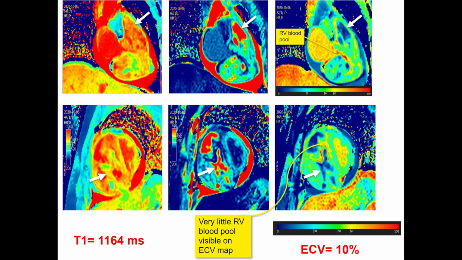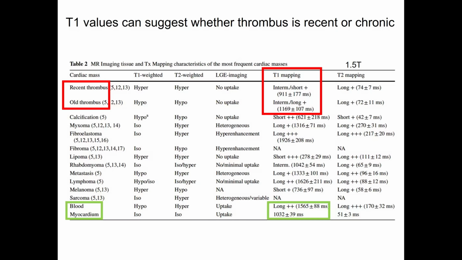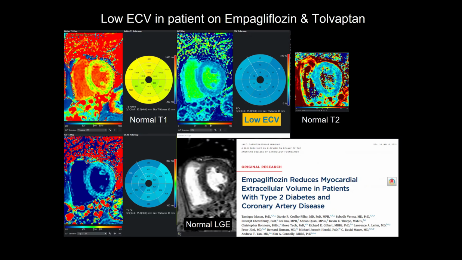Turning back to T1 for a moment, the thrombi we identified on ECV with the darker colors and low ECV values can be reanalyzed on T1 to provide us with information regarding the age of these thrombi. In this case, the higher T1 values we see mean these thrombi are older. Here's another chronic thrombus. And here's a paper demonstrating that older thrombi have higher T1 values.